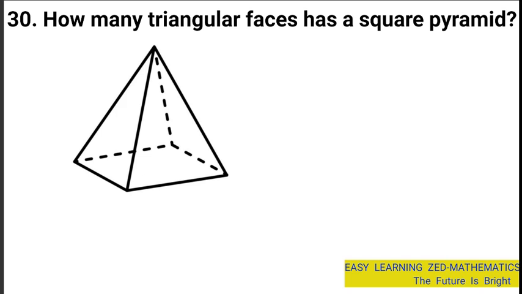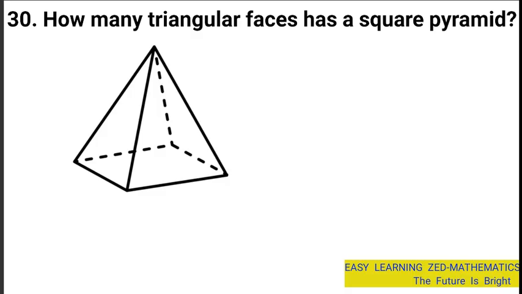Now one thing I should clarify first is square pyramid. Why is it called a square pyramid? Because the base of this pyramid is a square. That's all. That's why it's called a square pyramid. Remember, always the name of a pyramid comes from the shape of the base of the pyramid.